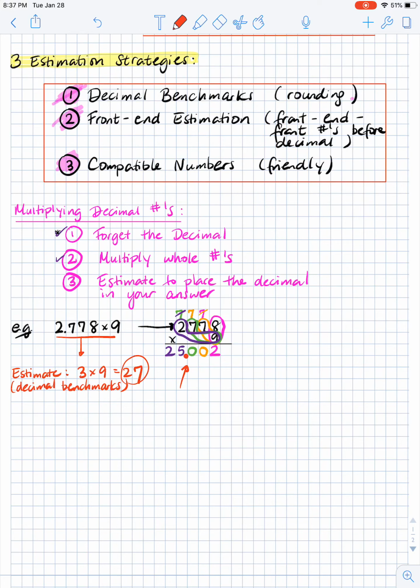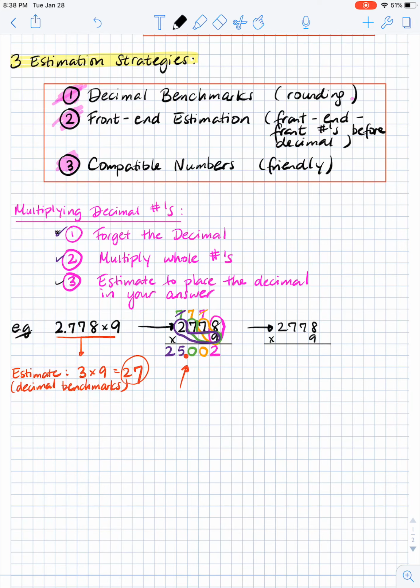Now, I'm going to go over another strategy of multiplication. So again, if you're not familiar with the strategy and you choose not to use it, that's perfectly fine. I'm just going to erase this line. And this is called repeated addition, what I'm about to do. So again, I'm going to still follow the same process. I'm going to forget the decimal. So I'm going to rewrite it as whole numbers. So 2,778 times 9. And some of you may be familiar with this strategy from last year.